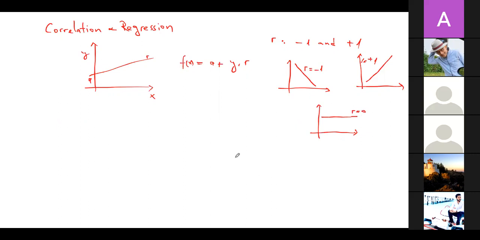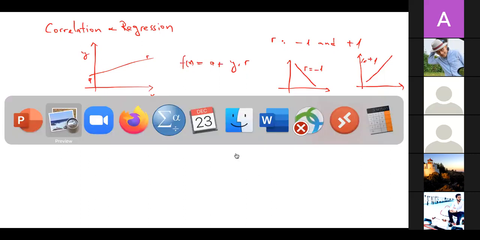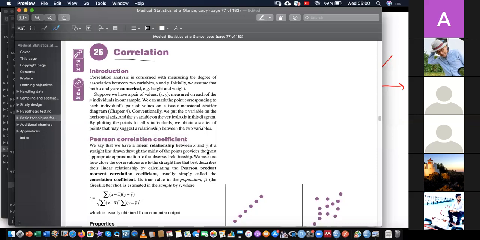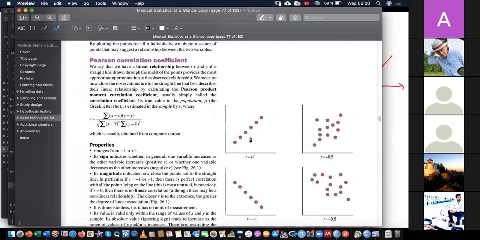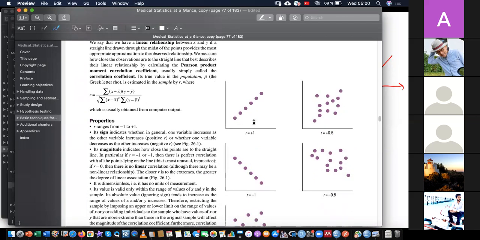Okay, so let's go to the book. Let's seek help from the book. You see, an R of +1, an R of -1, and you may also have R values where it is positive, but not exactly 1. It is a little bit scattered.